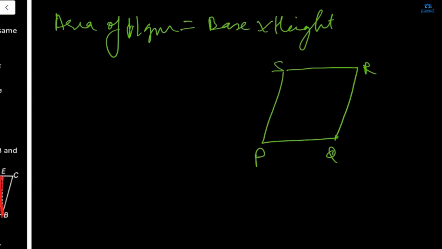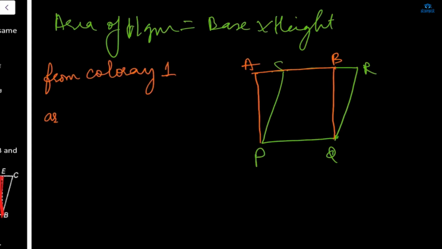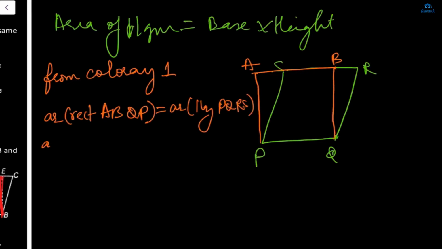So we are doing some extra construction. We are drawing a rectangle from the same points P and Q, means on the same base and between the same parallels. We are drawing a rectangle that is ABQP. Now from Theorem 1, area of rectangle ABQP is equal to area of parallelogram PQRS.